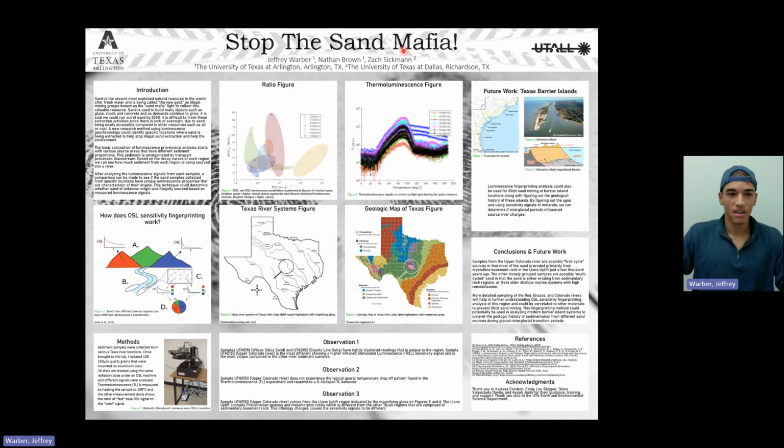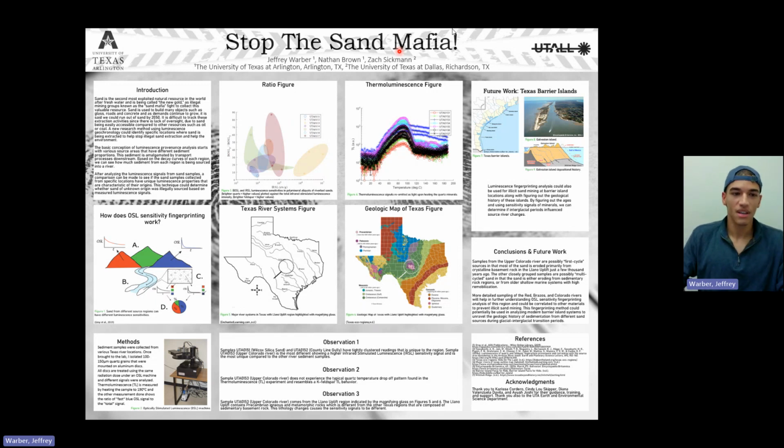And due to these sand mining excavations, this impacts the environment as well as changes the erosion rates of geological settings. So a new research method using luminescence geochronology could identify specific locations where sand is being extracted to help stop this process. So how does OSL sensitivity fingerprinting work?